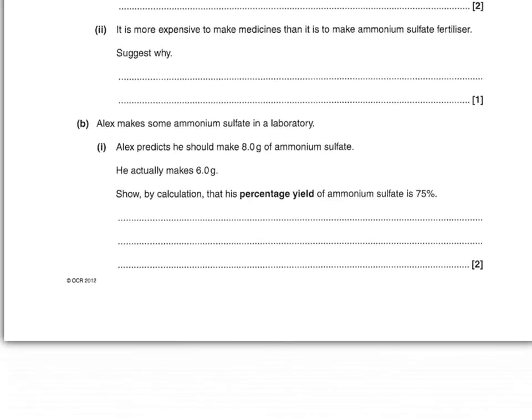And then percentage yield question says Alex makes some ammonium sulfate in a lab. Alex predicts he should make 8 grams of ammonium sulfate, he actually makes 6. Show by calculation the percentage yield is 75%. So percentage yield is the actual yield divided by the predicted yield times 100, sorry. So this is going to be 6 divided by 8 times 100, which equals 75%. Now you need to make sure you write out your working for this question because they give you the answer already.